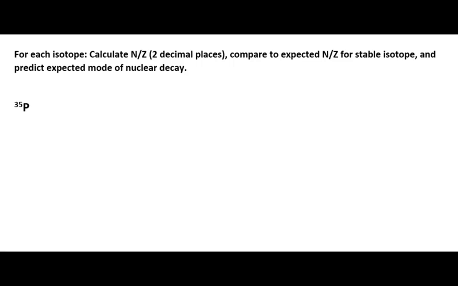So what we can do is calculate the N to Z ratio for a particular isotope and then make some predictions about the expected mode of nuclear decay. Now, one of the things we have to do in order to make the prediction is have an idea of what is considered a stable N to Z ratio. And as you saw from the chart, it depends on Z. So as you increase Z, the stable value of N to Z also increases.